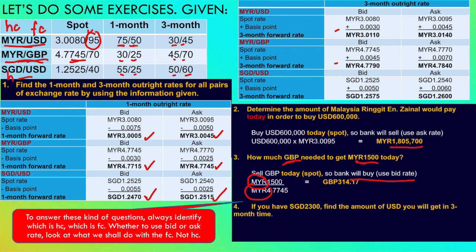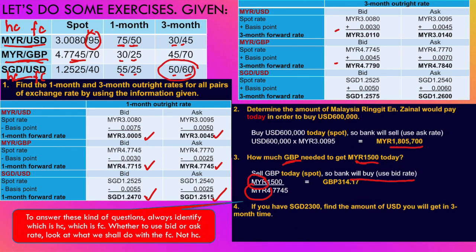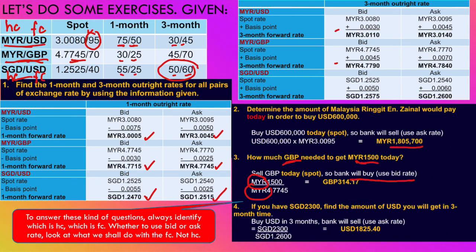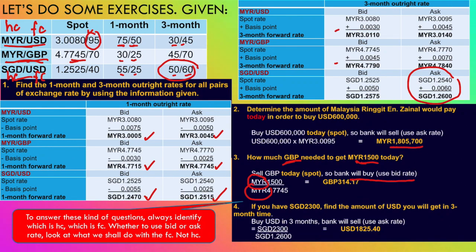Okay, so this one, home currency and foreign currency. Find the amount of US dollar you will get in 3 months. So you will use this rate. You want to buy USD, you want to buy foreign currency, so the bank will use the ask rate. Bank will use the ask rate and 3 months. We have calculated the ask rate for 3 months, so we use this rate.